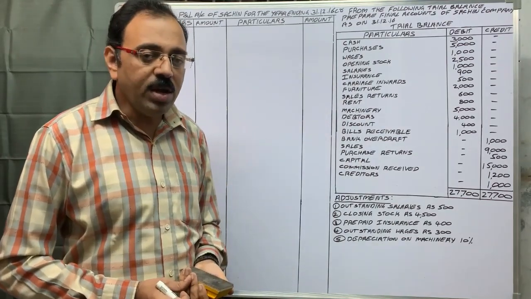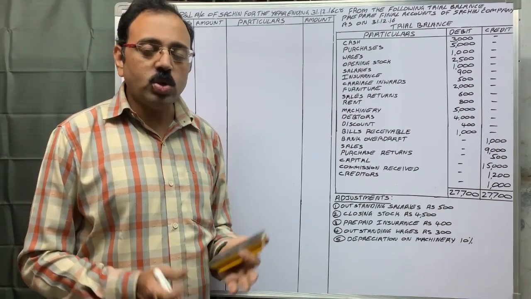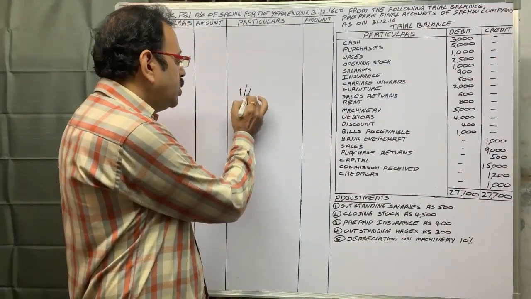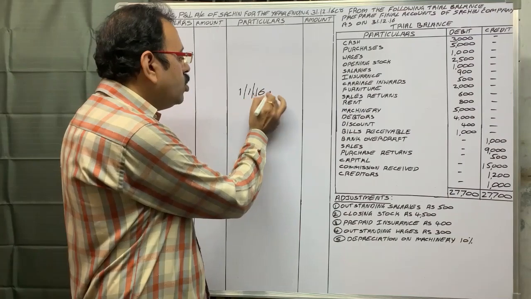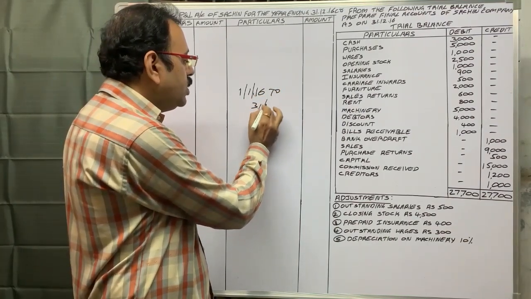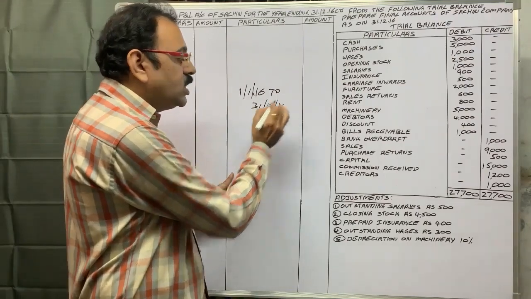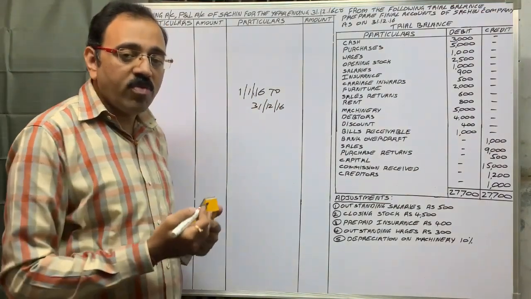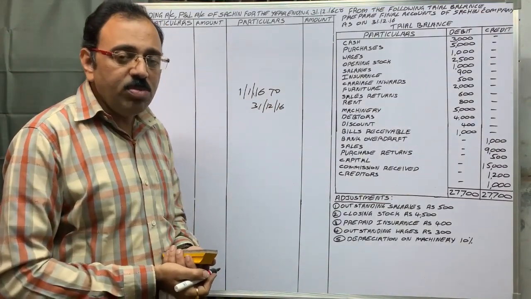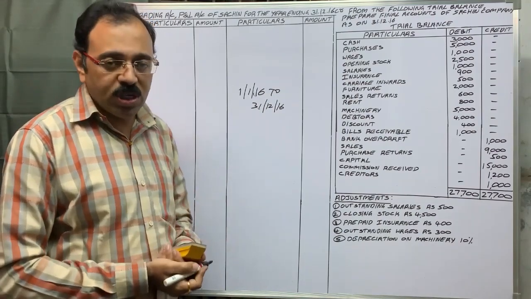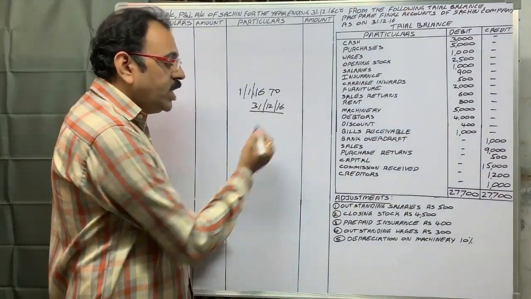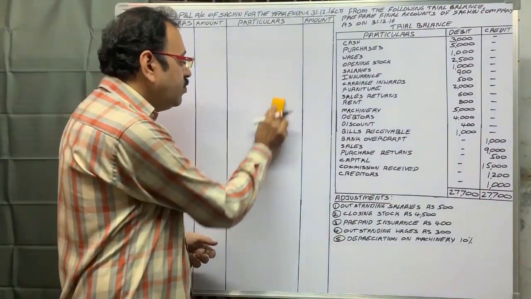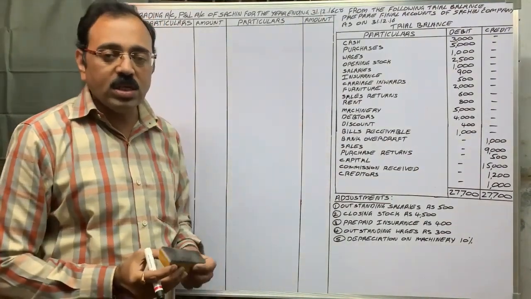So what is the meaning of that? Sachin Company is one sole trading concern. They did their business from 1st January 2016 to 31st December 2016. Now, in that 1 year business, whether they got profit or loss, they want to know. Similarly, they want to know their financial position. So, at the end of the year, they want to prepare final accounts. Now, from this information, we are going to prepare final accounts of this concern.